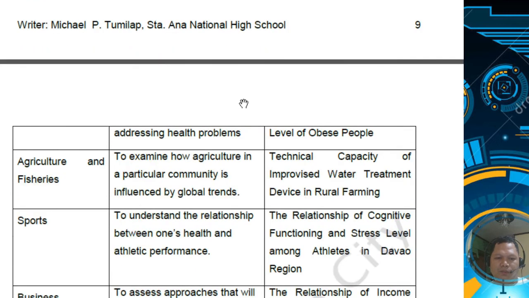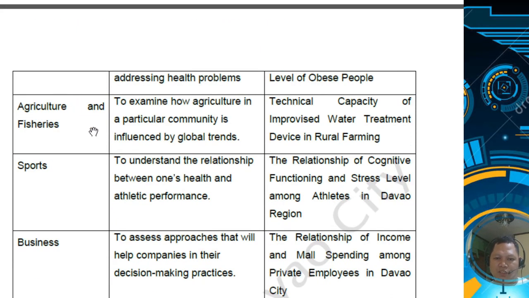Another is agriculture and fisheries. The objective is to examine how agriculture in a particular community is influenced by global trends. This is very trending nowadays, especially with the swine flu. I think you heard that in the news, swine flu, di ba? I think last year. So it is good to have this study in agriculture and fisheries to help in preventing the spread of swine flu. This is the sample study: technical capacity of an improvised water treatment device in rural farming.